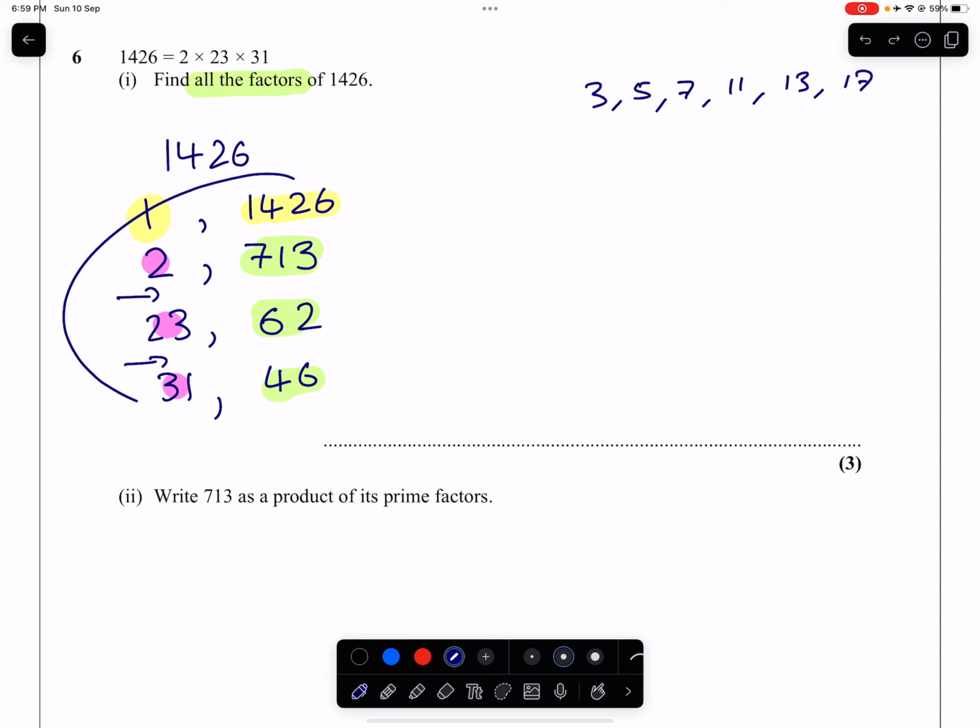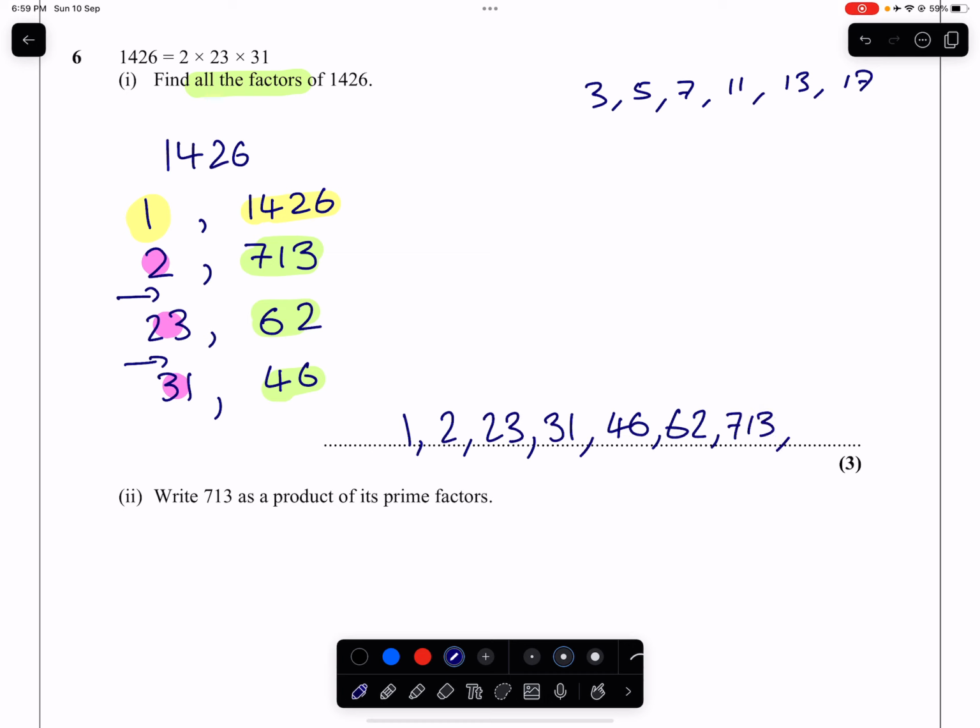So these 8 numbers here end up being all of our factors of 1426. Most important thing to note is when you're finding these factors, they'll always come in pairs. So that is our final answer there.